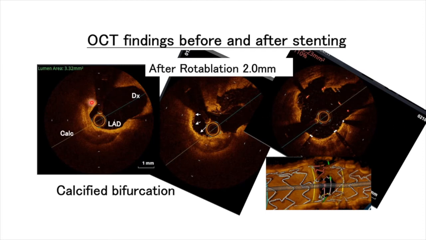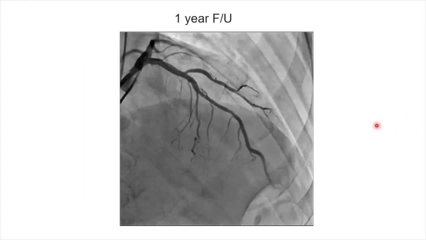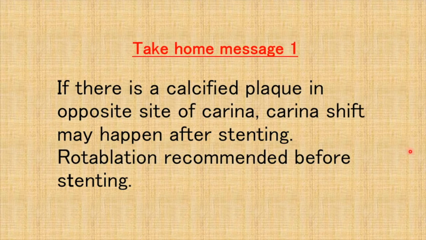OCT shows that this calcium was ablated by rotational atherectomy here. After stenting, no carina shift happened and the stent was wide open. One year follow-up showed no restenosis. If there is a calcified plaque on the opposite side of the carina, carina shift may happen after stenting. Rotational atherectomy is recommended before stenting.